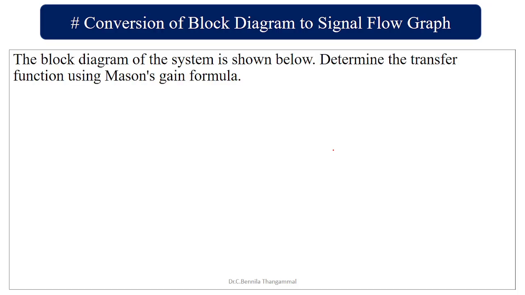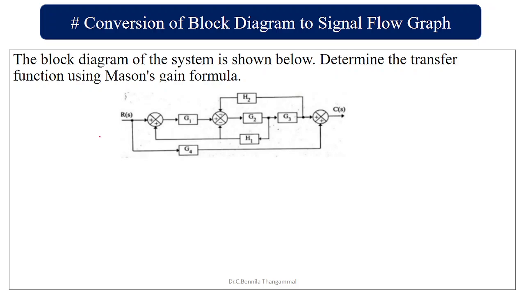So we'll solve one problem here. Here I will show how to convert the block diagram into a signal flow graph and determine the transfer function of it using the Mason's gain formula. Already I have posted lecture 1. You can get help from lecture 1 here. So here this is the block diagram we have been given. For this block diagram we have to find the signal flow graph.